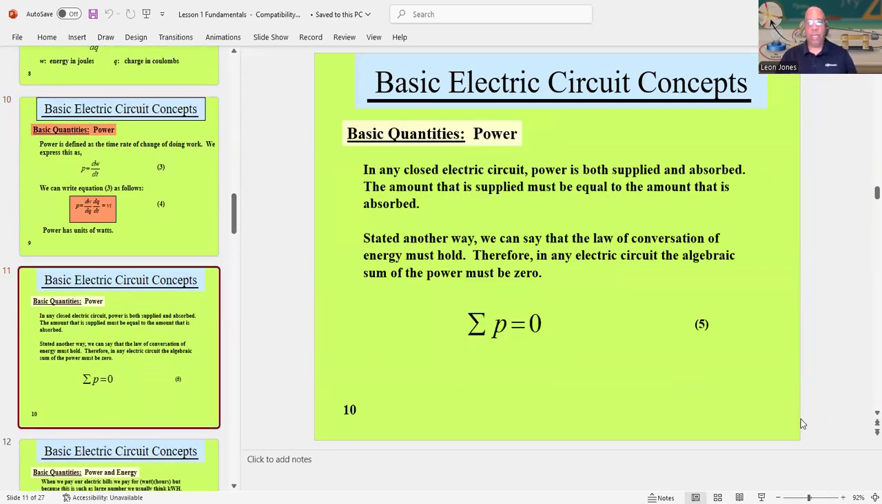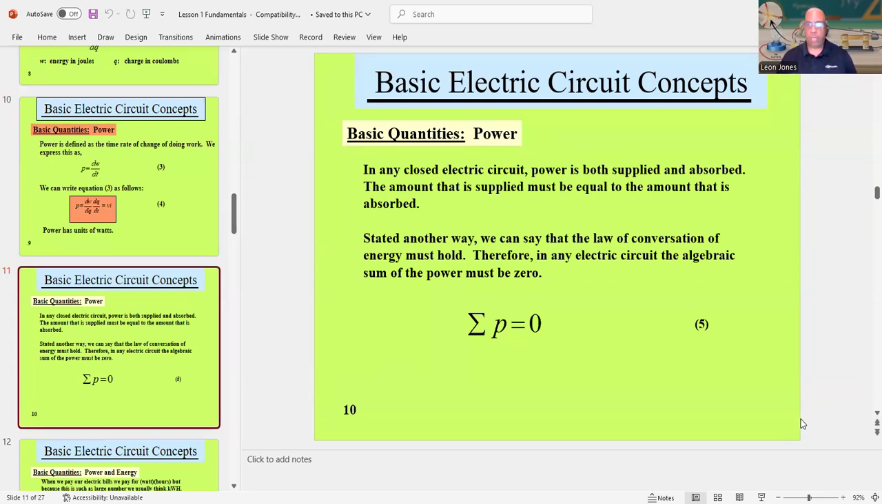Now, in any closed electrical circuit, power is both supplied and absorbed. So the amount of power that is supplied must be equal to the amount that is absorbed. Stated another way, we can say that the law of conservation of energy must hold. Therefore, in any electrical circuit, the algebraic sum of the power must be zero. Now, sounds familiar. It's like statics.